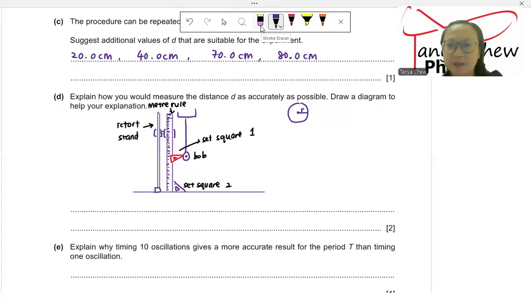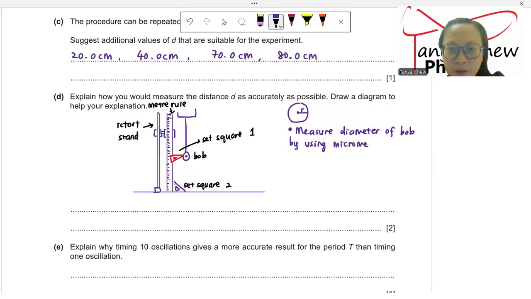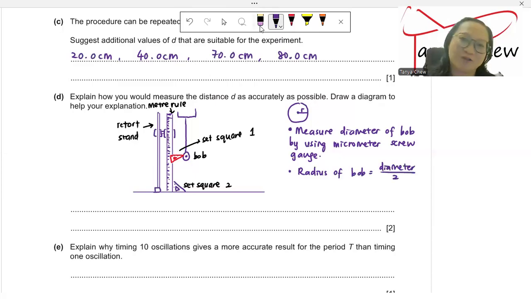How about that? So I will say that, maybe I add a little bit: measure diameter of bob by using micrometer screw gauge. Radius of bob is equal to diameter divided by 2.